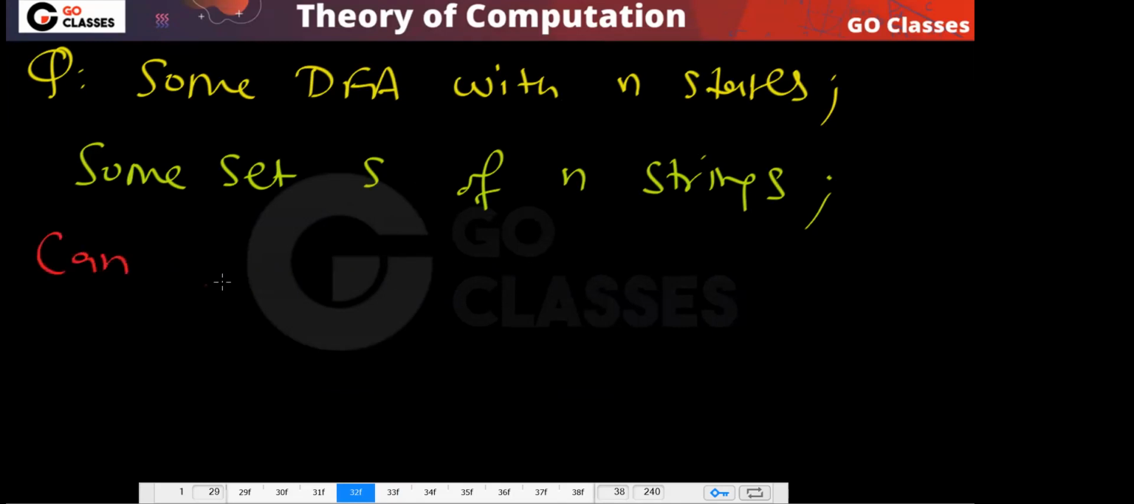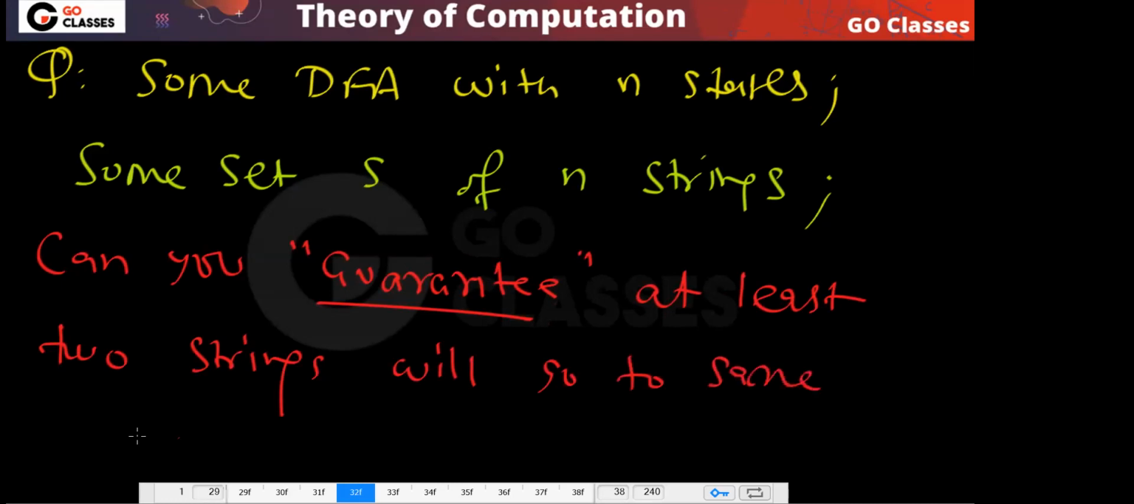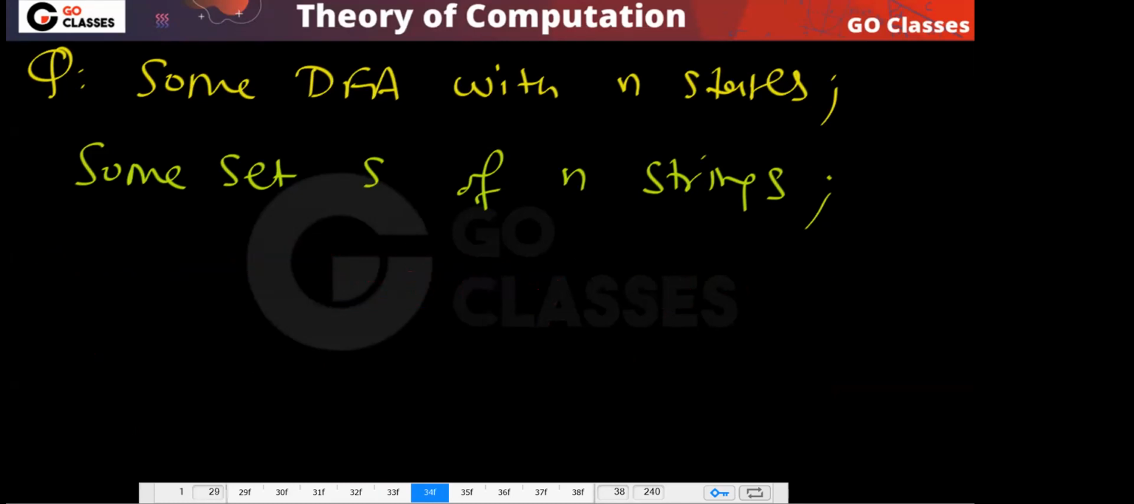Can you guarantee at least two strings will go to the same state? This word guarantee is important. Can you guarantee that at least two of them will go to the same state?